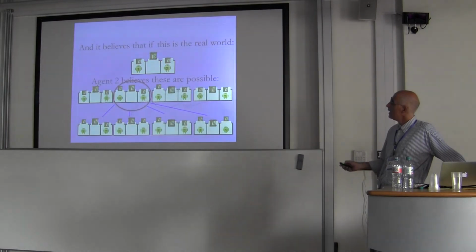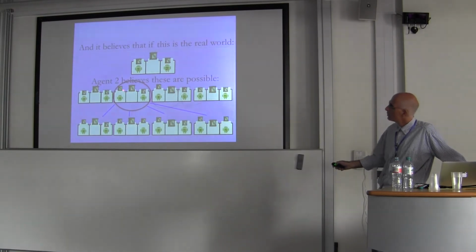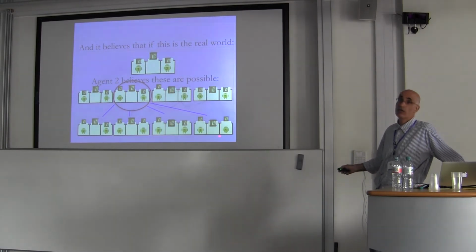Okay? Now, so this is what we had before. Imagine agent 1 believes this is the possible state of the world. This is what it believes agent 2 believes are the possible states of the world. And it also believes that in this state of the world, agent 2 will believe that these are the states that are possible to agent 1. Because if this is the state of the world, the box here is outside. So in this state, agent 2 will believe that these states are possible for agent 1.